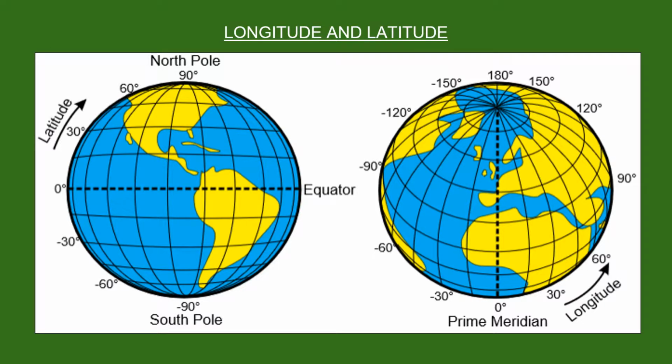On the right, you're going to see the prime meridian. The prime meridian is at 0 degrees and runs from pole to pole. Now, those lines are going to run east to 180 degrees, which is also known as the international date line. And those values that run east are going to be positive, and the values that run west are going to be negative.